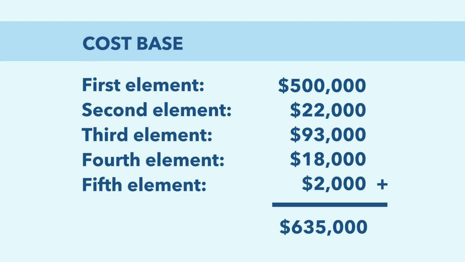Adding the 5 elements together, Ms. Smith's total cost base is $635,000. Note that you will not always have costs that fall into each cost base element. Also, if Ms. Smith had been able to claim a tax deduction for any of these costs, which would have been possible for some of them if she was renting out the property, they would not be able to be included in the cost base.